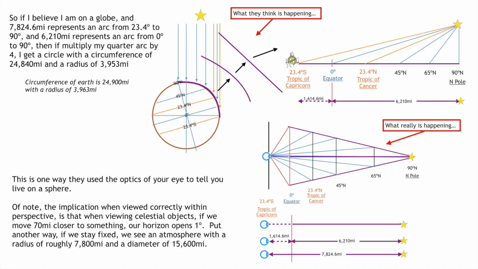Put another way, if we stay fixed, we see an atmosphere with a radius of roughly 7,800 miles and a diameter of 15,600 miles. And again, this assumes that we could actually see that far, which I don't believe to be the case. I believe we are seeing within a personal atmospheric lens to a much lesser distance. And for more information on that, just refer to part 1.